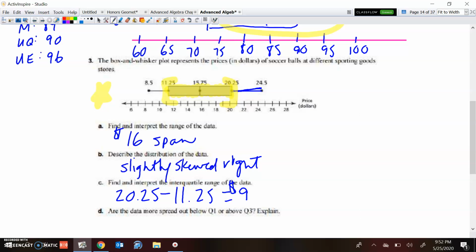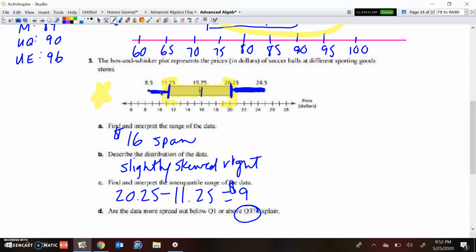And then lastly, are they more spread out below quartile 1 or above quartile 3? Remember, this is quartile 1, this is quartile 2, this is quartile 3. So are the data more spread out below or above? Well, below would be this much, and above would be this much. They're more spread out up here, for the same reason this is considered skew right. So the answer is above quartile 3. I would say this has a larger span than that first whisker, and that's my reasoning.